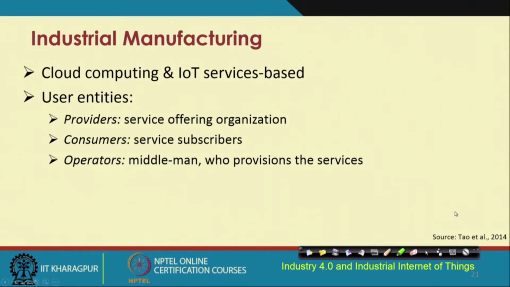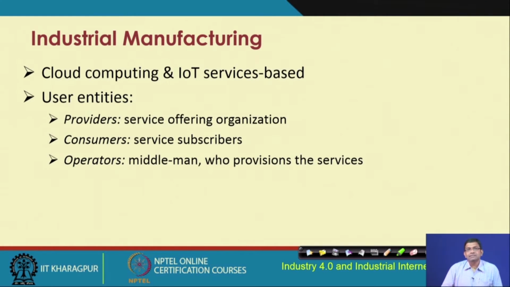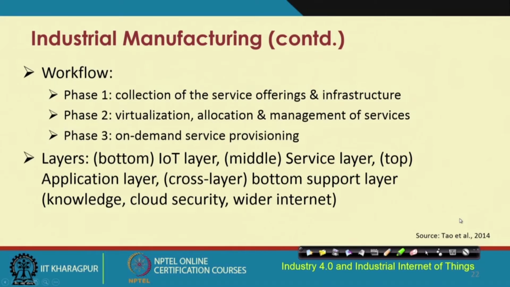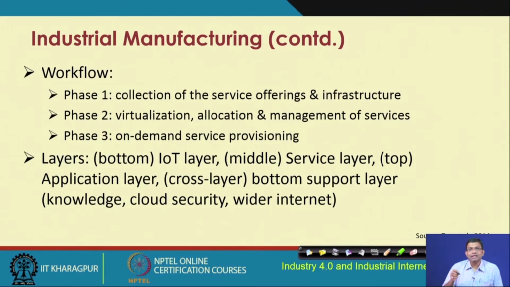Like this there are different other solutions. Industrial manufacturing solution by Tao et al. in 2014. Here they are talking about a cloud and IoT based solution for industrial manufacturing, where they are using different entities such as the providers, the consumers and the operators. I do not need to go through the meaning of each of these entities because it is quite self explanatory. They are talking about workflow in different phases. Phase 1, collection of the service offerings and the infrastructure. Phase 2 is the virtualization, allocation and management of the services, and phase 3 is on demand service processing.